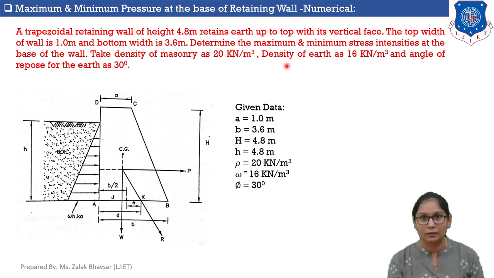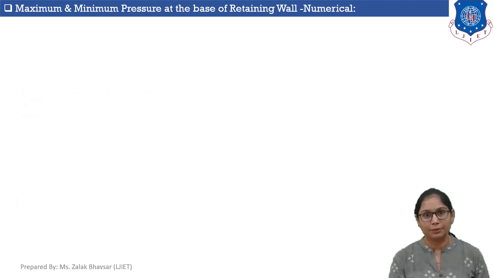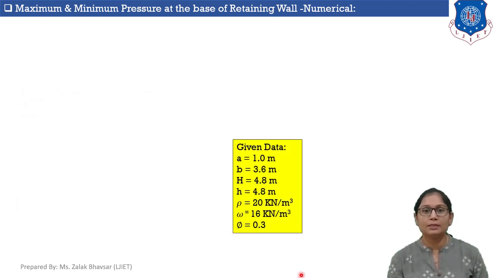Density of earth is 16 kilonewton per meter cube. So W is given, it is 16 kilonewton per meter cube. And angle of repose phi is also given, it is 30 degree. Okay, so these are the given data and we need to calculate sigma maximum and sigma minimum. So let's start with step number 1. These are the given data as we discussed.